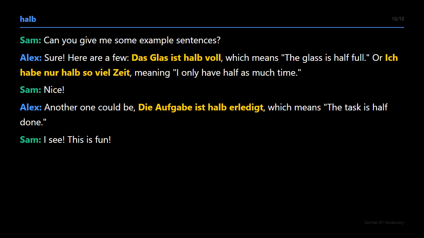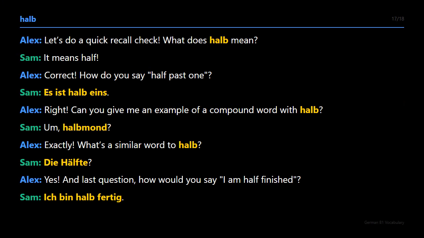I see. This is fun. Let's do a quick recall check. What does halb mean? It means half. Correct. How do you say 12:30? Es ist halb eins. Right. Can you give me an example of a compound word with halb? Halbmond.